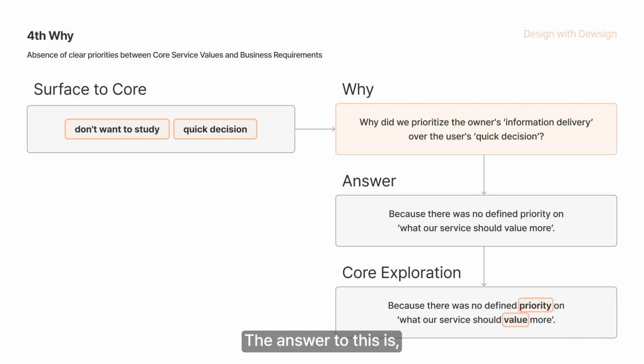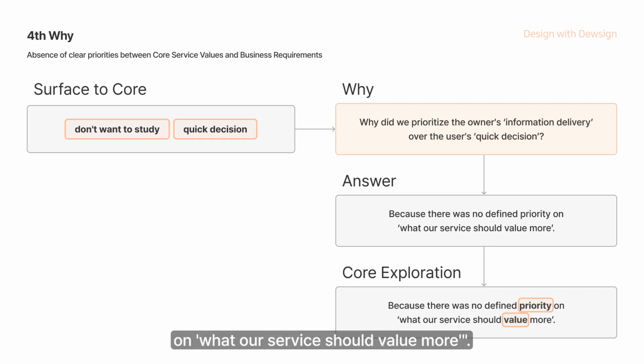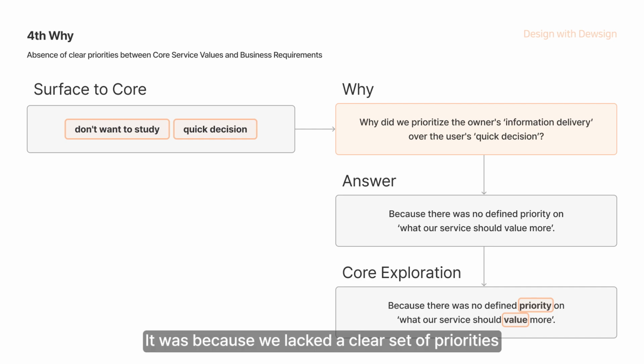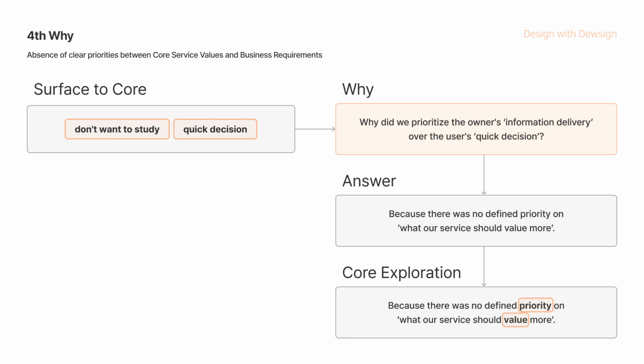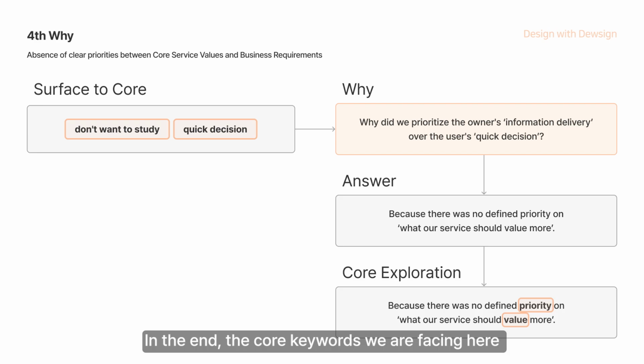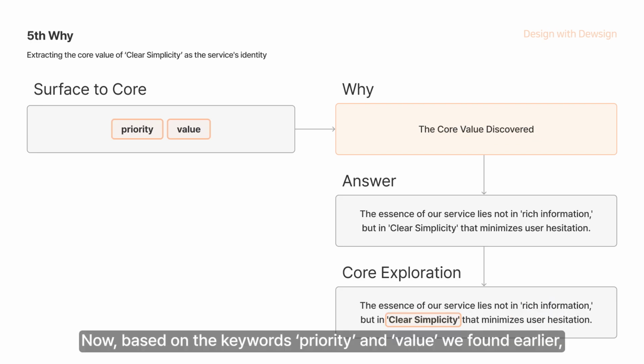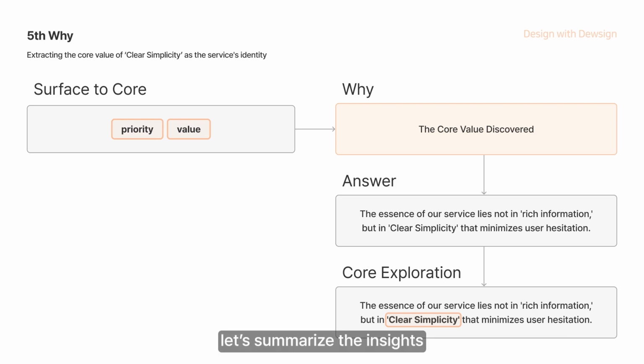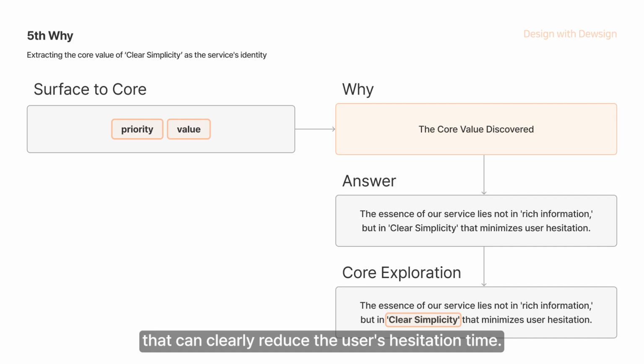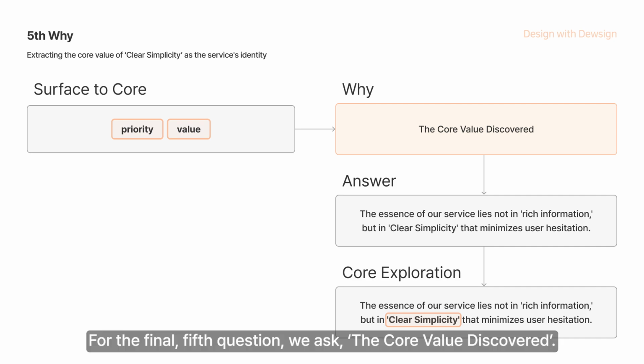The answer to this is because there was no defined priority on what our service should value more. It was because we lacked a clear set of priorities regarding what our service should value more highly. In the end, the core keywords we are facing here are priority and value. Now, based on the keywords priority and value we found earlier, let's summarize the insights that can clearly reduce the user's hesitation time. For the final fifth question, we ask, the core value discovered.